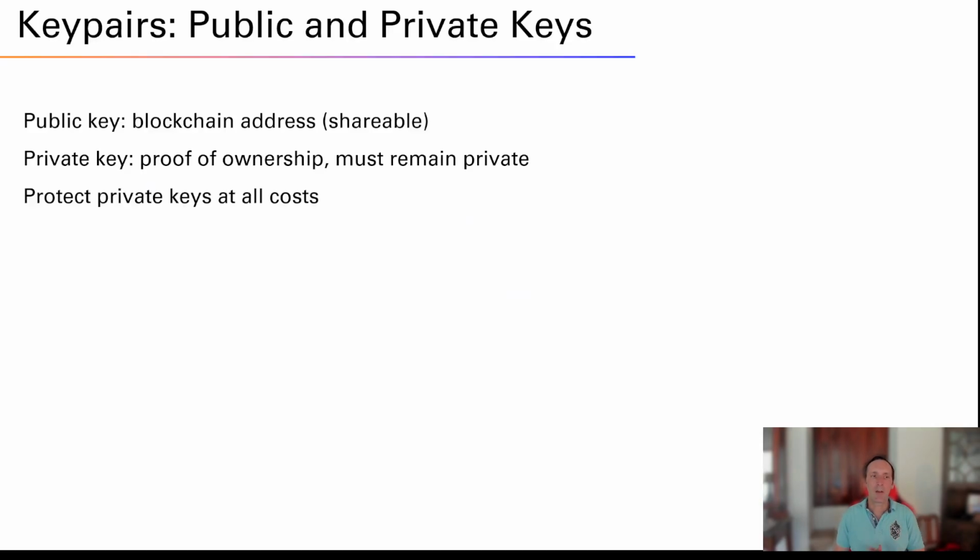So key pairs, public and private keys. In blockchain, one of the most fundamental concepts is the key pair. There is a public key and a private key. The public key, think of this as an address in the blockchain. It's not sensitive and it can be shared with anyone. This is where people send tokens or data to your account.